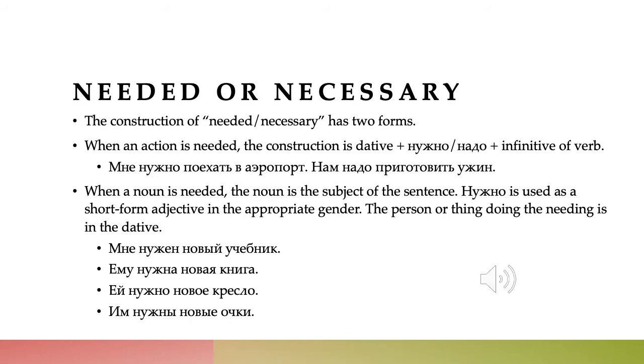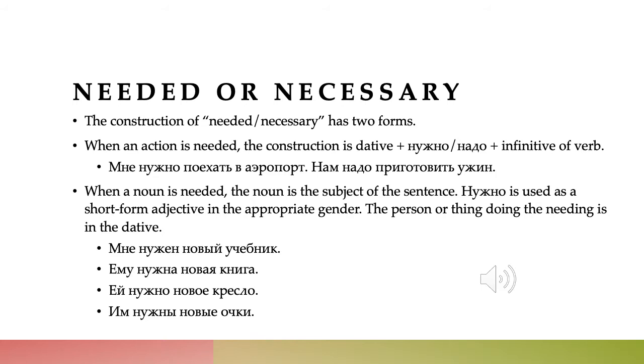It's in the nominative. Нужен is the masculine form of the short form adjective, and it matches учебник, and then мне is dative. Or ему нужна новая книга. He needs a new book. Again, книга is the subject, it's the nominative, нужна matches it, and then the person who does the needing is in the dative, ему. Note the stress shift. Нужен is stressed on the first syllable, but нужна is stressed on the second syllable.